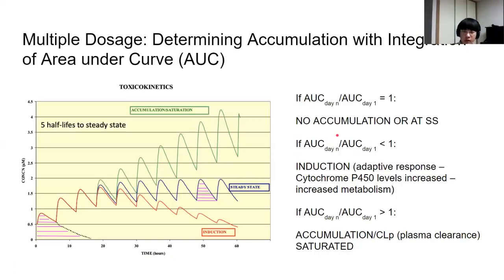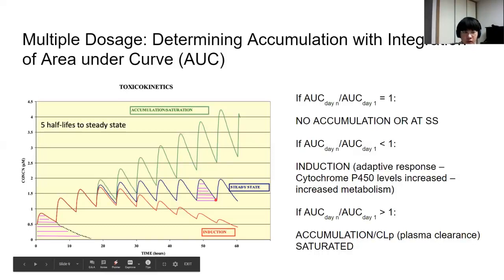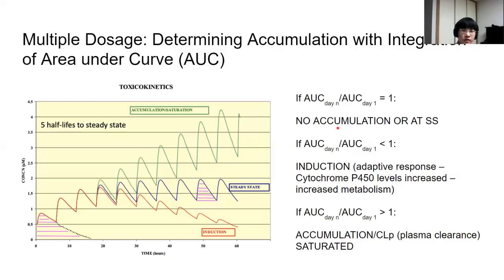Let's go here. So as we all know, if the area under the curve for day 1 is going to be like this, and it's equal to this, which is day 1, then it means that it doesn't accumulate, or it doesn't also go down. So we also call it as ATSS.